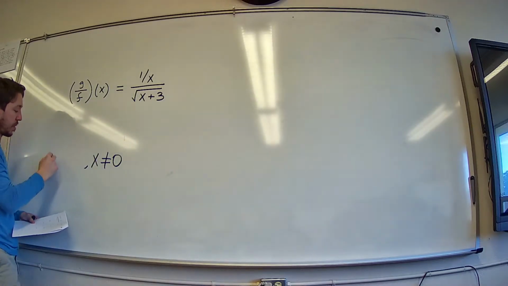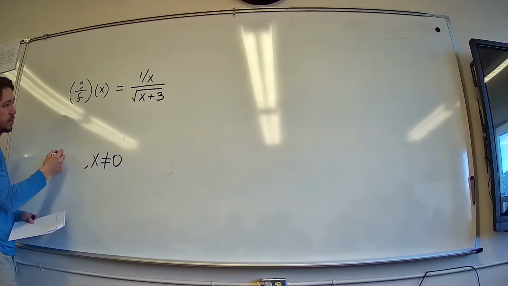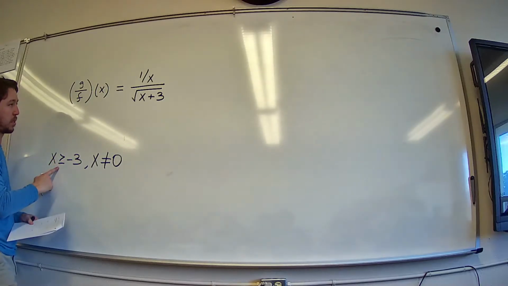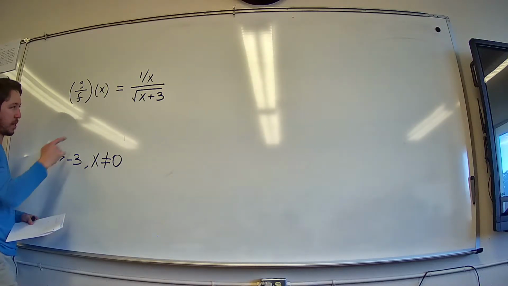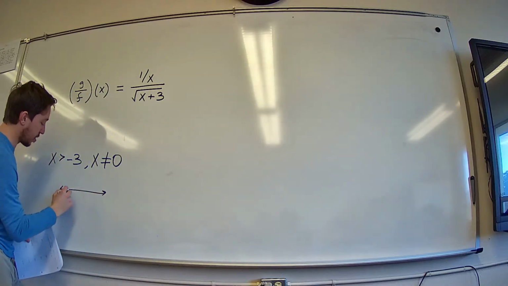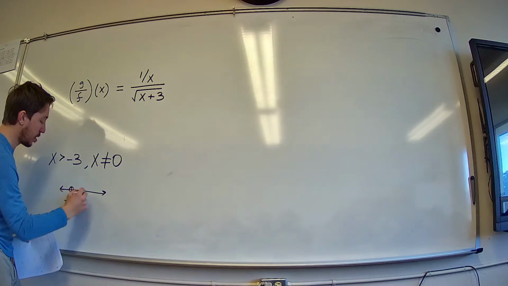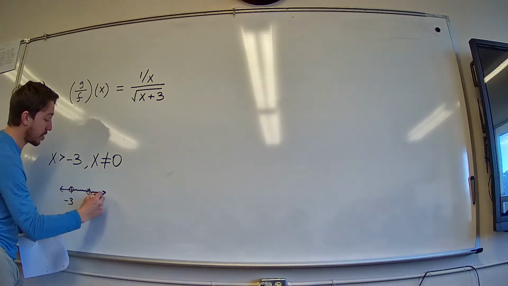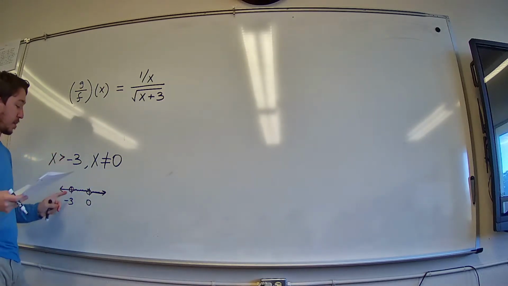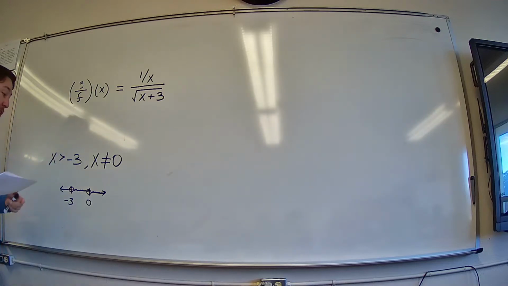Right, so, let's see, can I write this? No, it cannot be negative. It can't actually be -3, because then I'd be dividing by 0. On a number line, it would look like this: -3, and 0. So this one's really similar to the first one we did in terms of domain, but on this one, x cannot be -3.